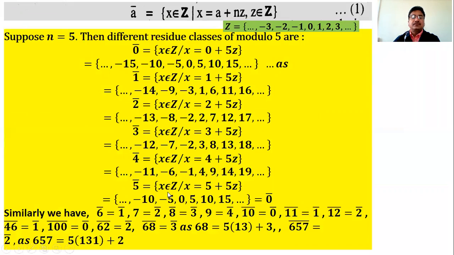So what is the formula? How can we find 68 bar if n is 5? Divide 68 by 5 and find the quotient and remainder. We only need the remainder. Okay, so 3 is the remainder. So if n is 5, then we have to divide the number by 5 and find the remainder. But if n is 4, then you divide by 4 and find the remainder. If n is 3, then divide by 3 and find the remainder.